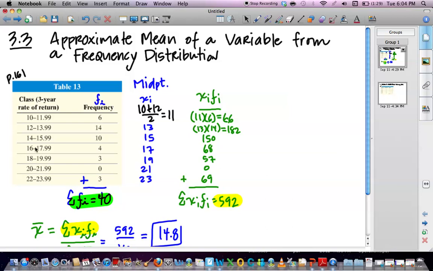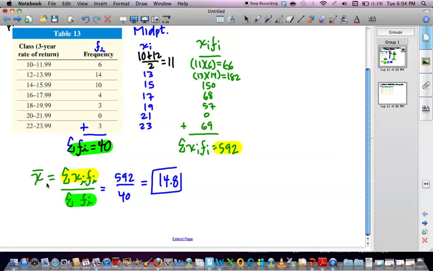All right, so we're going to use the same chart in just a minute, but in the last video, we calculated the mean, and this was our formula. And since it's a sample mean, we used X bar. Had it been a population mean, we would use mu. So our mean for this frequency distribution is 14.8.